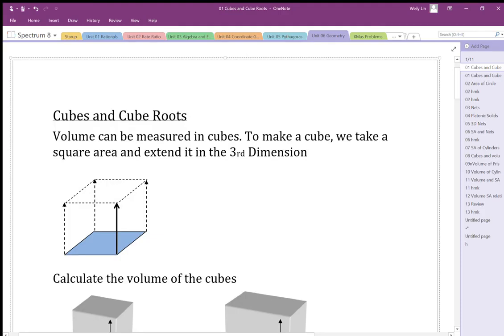For cubes, we use cubes to measure volumes. And in general, we want to look at volume as taking an area. So if you take a look at this diagram here, we take the area of this square, which is what we use to measure area. We take the square area and give it some depth or some height, and we get a cube from that. So essentially, to make a cube, we take the square area and extend it into the third dimension.